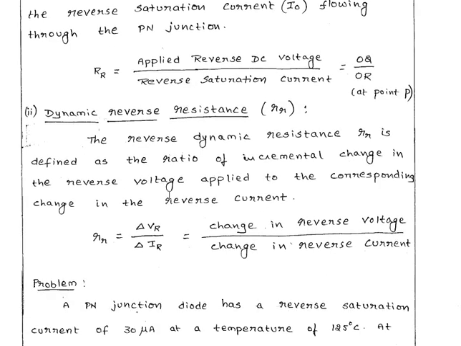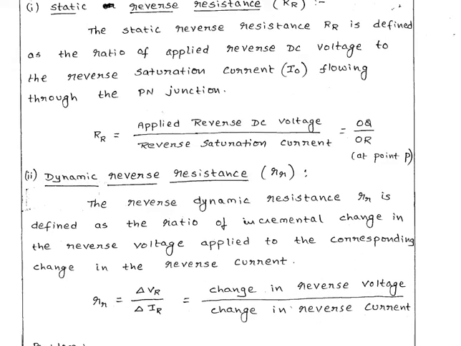Now, if we consider the dynamic reverse resistance rr, the dynamic or AC reverse resistance is defined as the ratio of incremental change in the reverse voltage to the corresponding change in the reverse current. rr is equal to delta VR by delta IR, change in reverse voltage to change in reverse current. That is all about resistance offered by the diode.